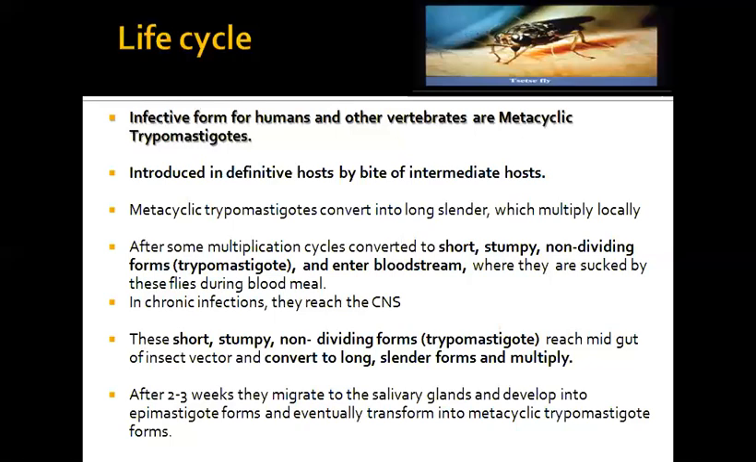In the insects, these short and stumpy non-dividing forms reach the midgut, and then they convert to long, slender forms, and then they start multiplying. After 2 to 3 weeks, they migrate to the salivary glands and develop into epimastigote forms, and then eventually transform into the metacyclic trypomastigote forms, which are infective to humans, and the cycle continues.